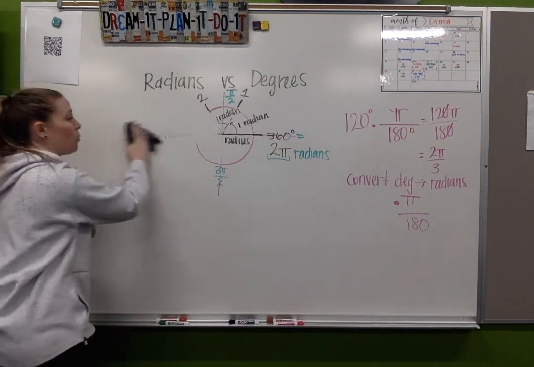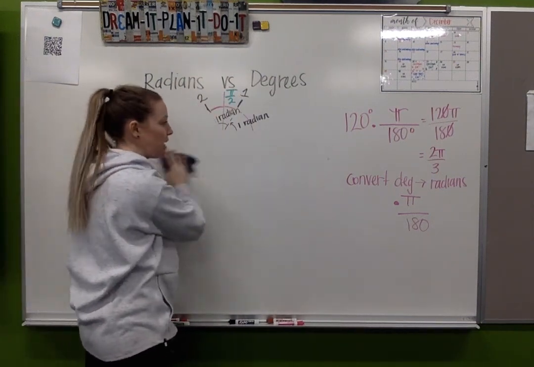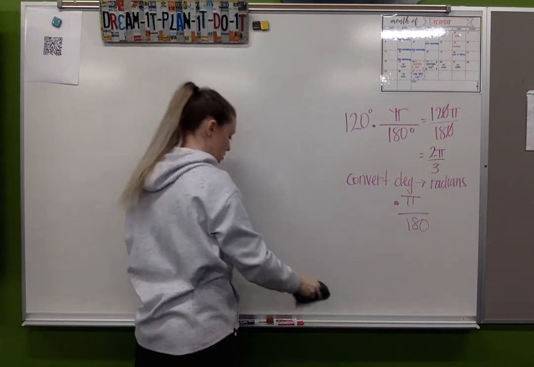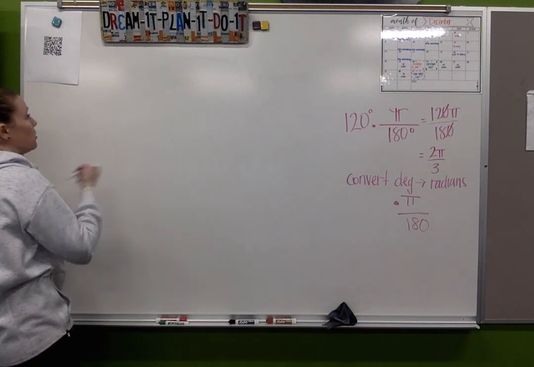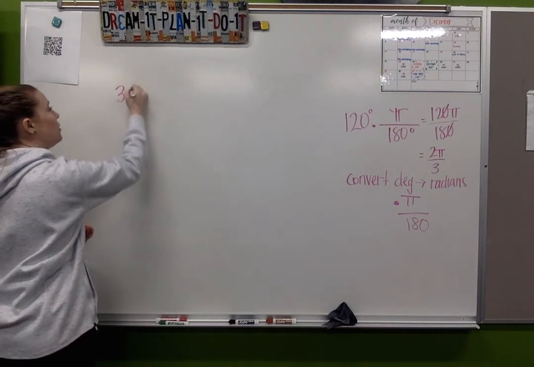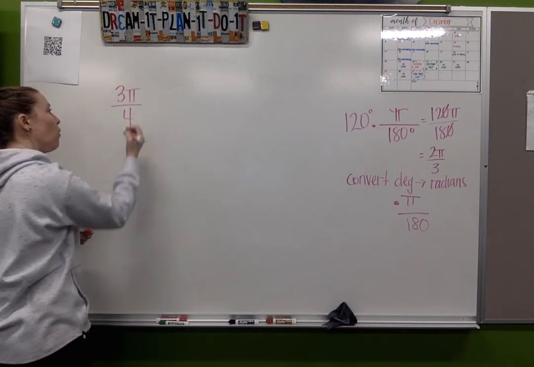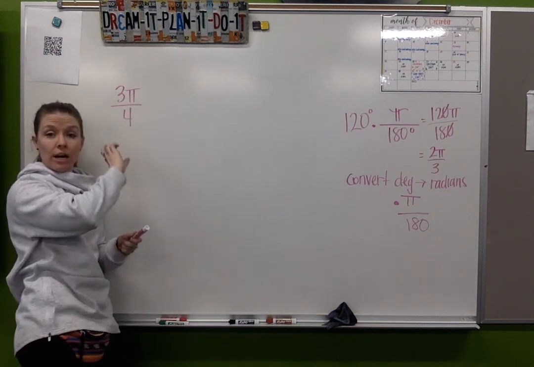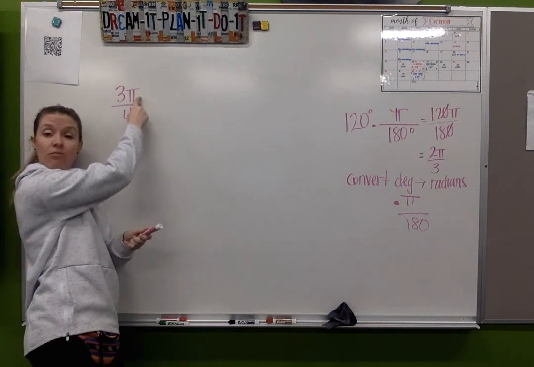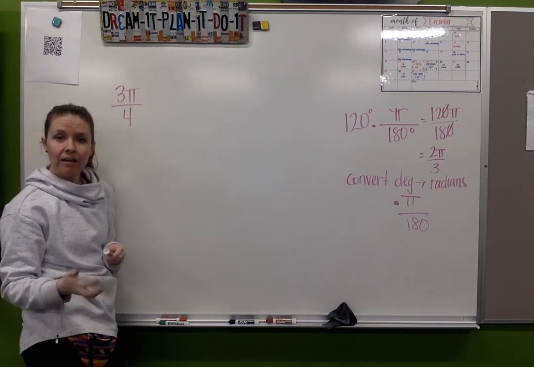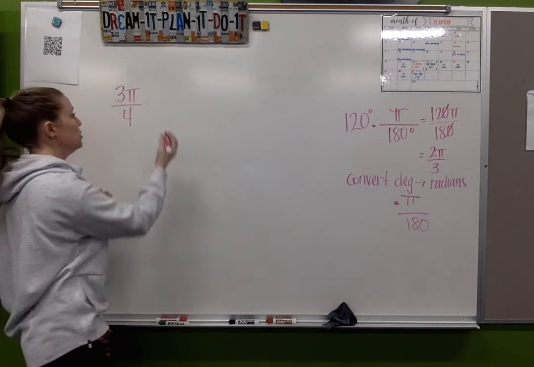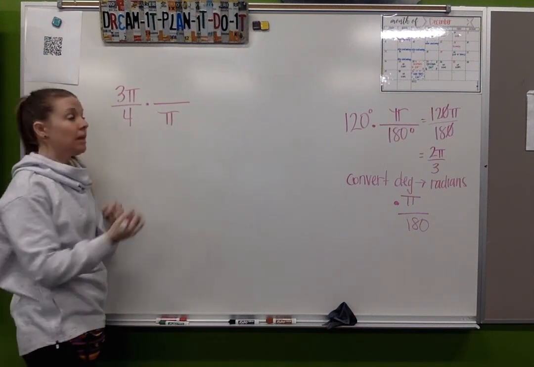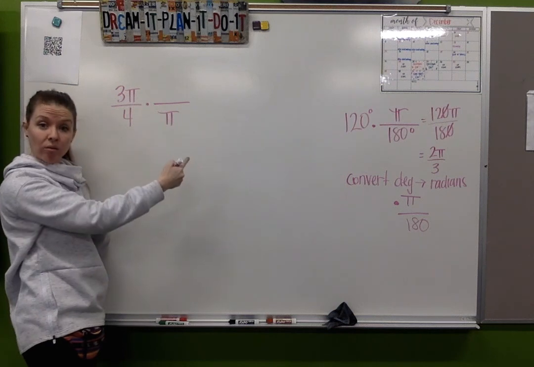If we go in reverse, I have it in radians, and I want it in degrees. All right? So let's say we have 3 pi over 4 radians. Again, we're going to try to make the conversion. I'm in radians, in terms of pi. I want to get rid of the pi. So I put pi in the denominator. That way they'll reduce out.